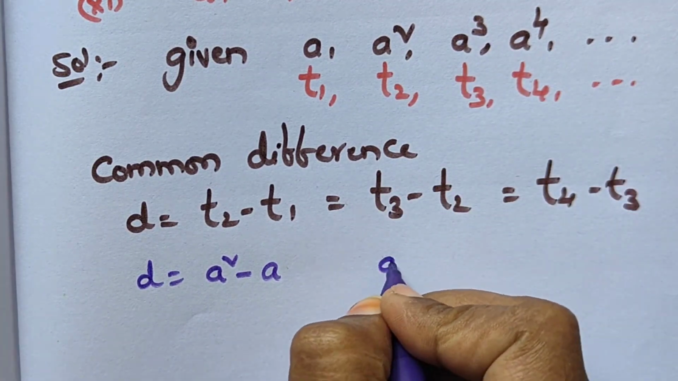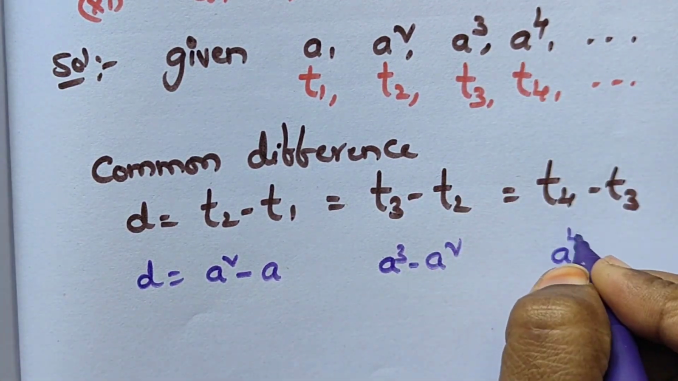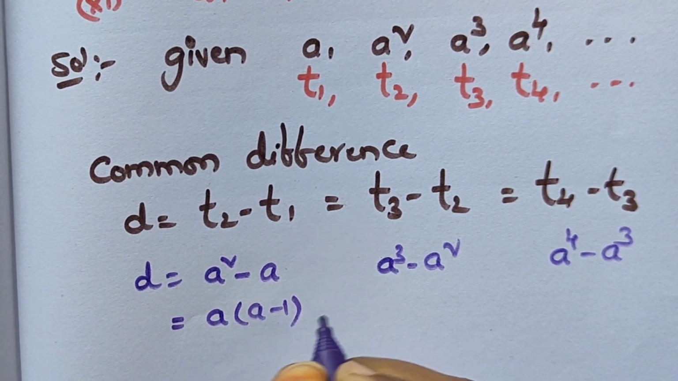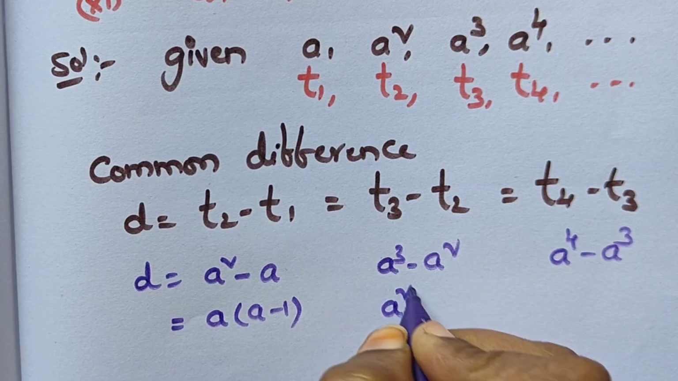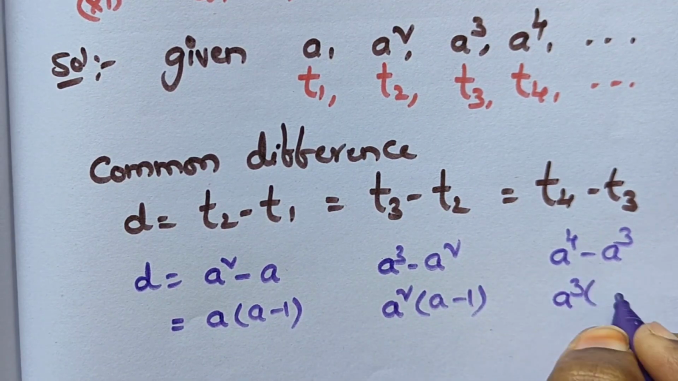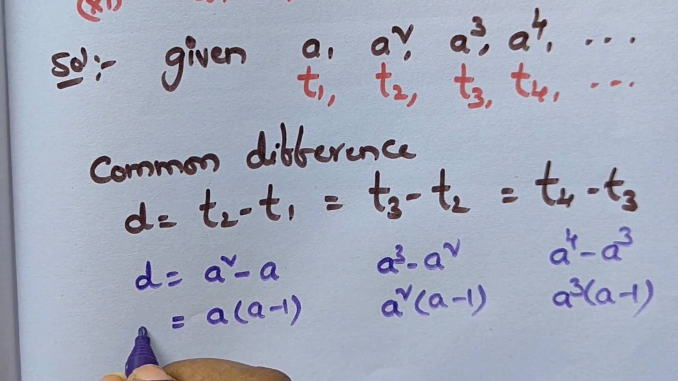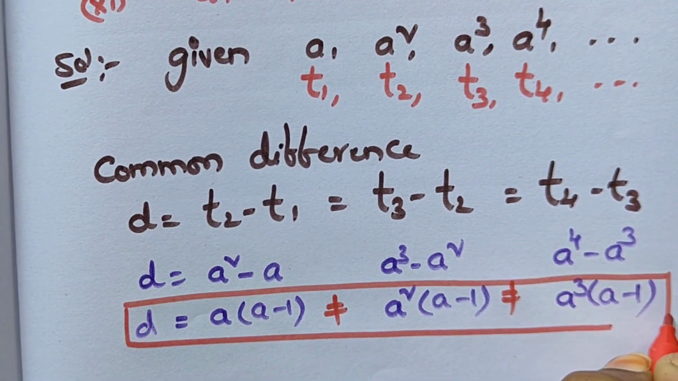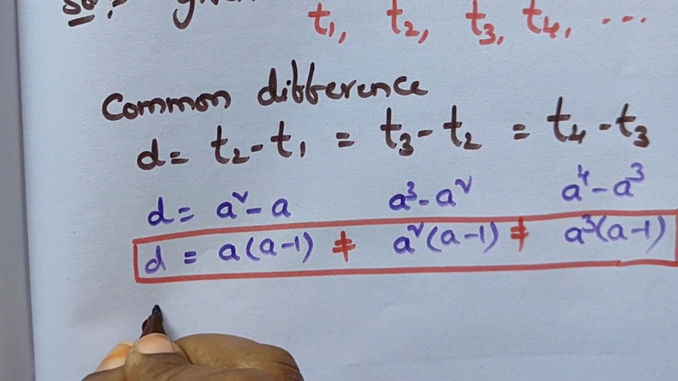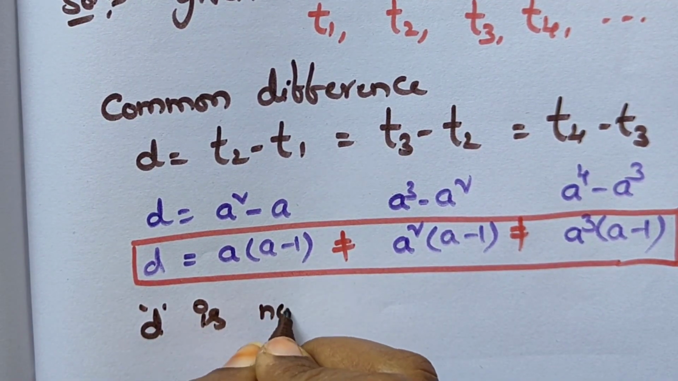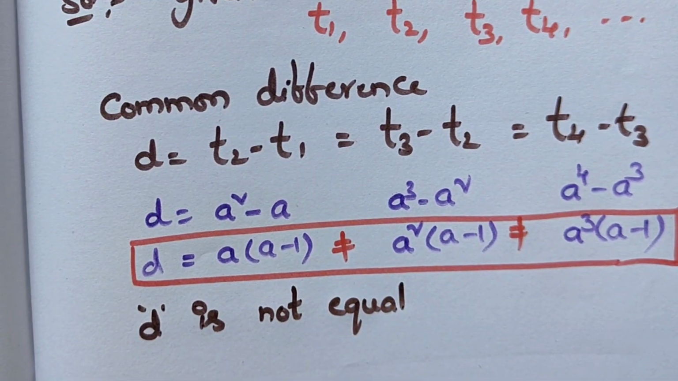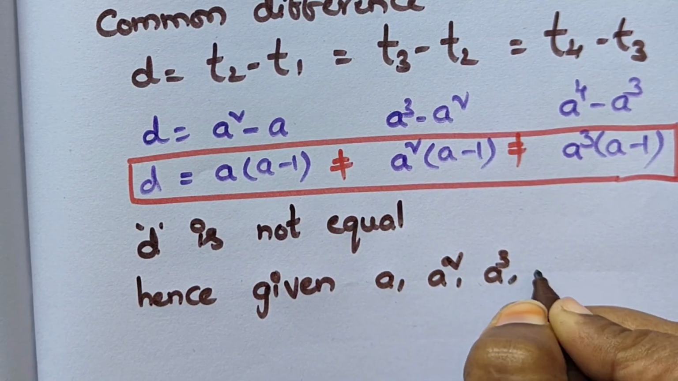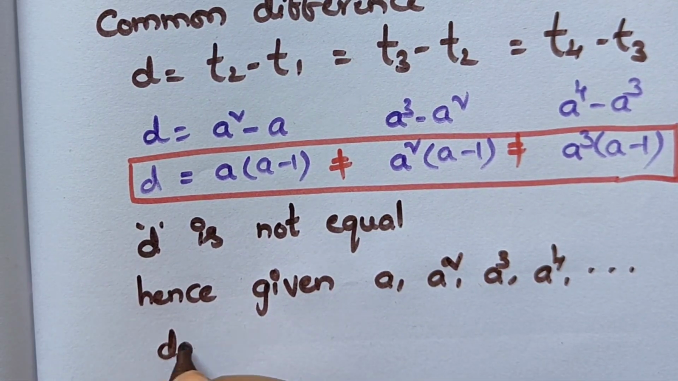A square minus a, term 3 minus term 2 is a cube minus a square, term 4 minus term 3 is a power 4 minus a cube. See here a is common, a into a minus 1. Here a square is common, a square into a minus 1. Here a cube is common, a cube into a minus 1. There is no common difference. The difference is not a fixed number, it's changing. D is unequal, d is not equal. That's why the given series a square, a cube, a power 4 does not form an AP. That's why there is no need to find another 3 terms.